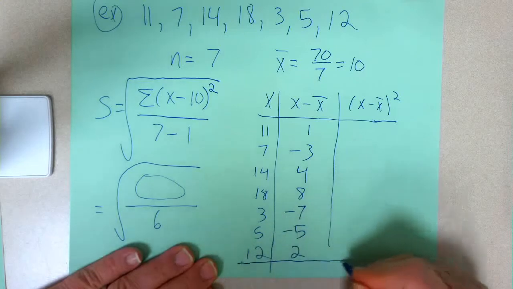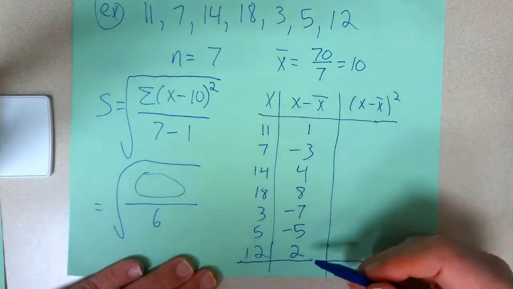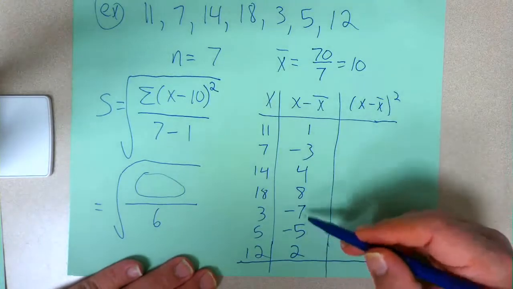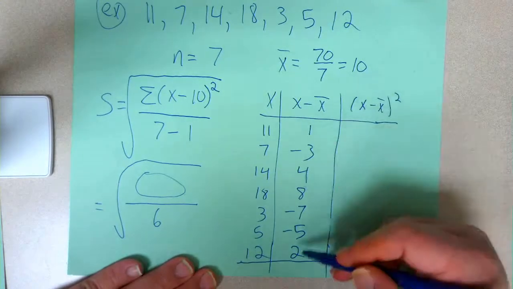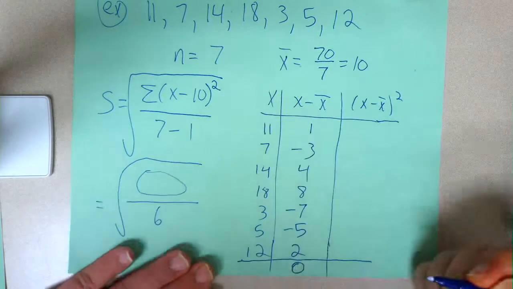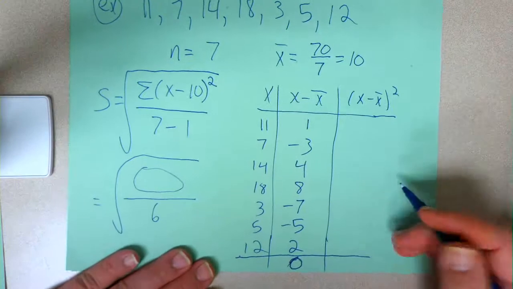So now we can check our work to make sure we've done everything right up to this point. The positives and negatives should cancel out. So negative 3 plus negative 12 is negative 15, and the positives add to positive 15, and they cancel out to give you 0. Okay, so now what I'm going to do here is square all the deviations.